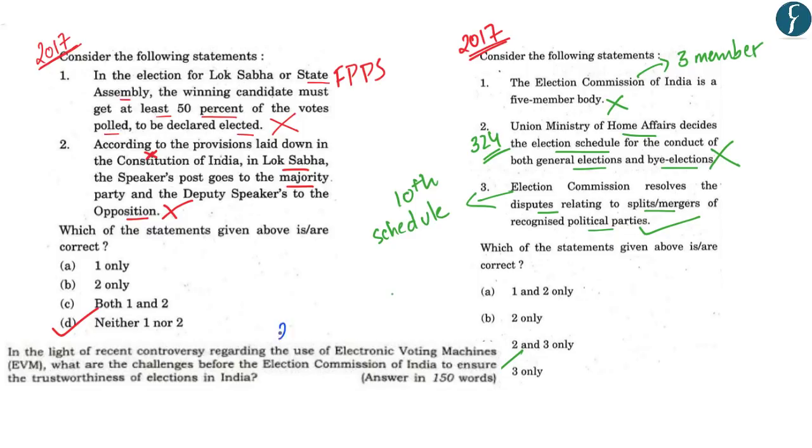Now, regarding this 2018 mains question on the EVM machines and the challenges before the Election Commission to ensure trustworthiness of elections in India has been discussed in the DNS dated 27th October 2018. You can refer to the same to know how to attempt this question. With this, we come to an end of this discussion and we'll move to the next news article.